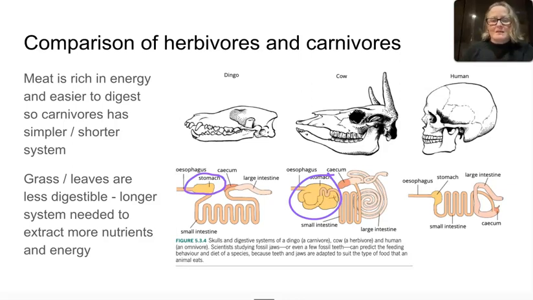So you can see that the small intestine and the large intestine are much, much longer. We want that very difficult to digest material to stay inside the digestive system for as long as possible to extract all the goodness out of it that we can, if we're a herbivore. And then humans are somewhere in between. So some features of herbivorous and some features of carnivorous animals.